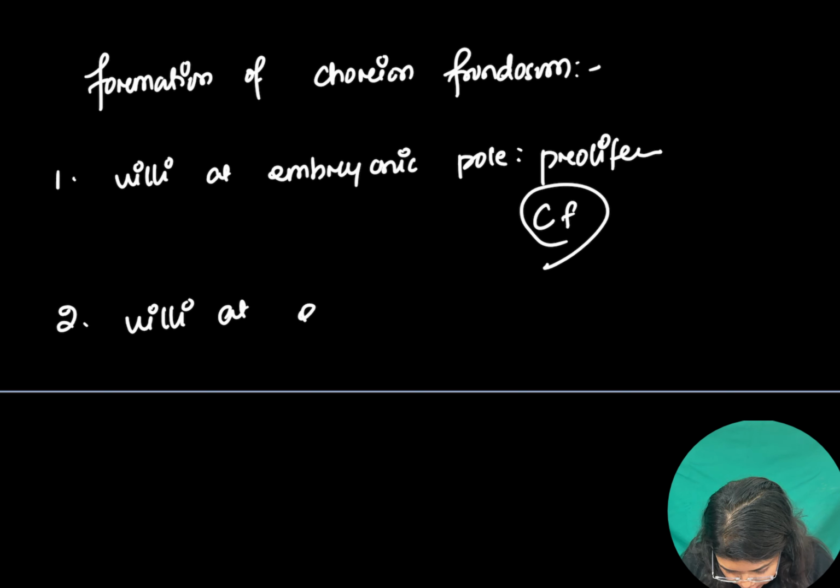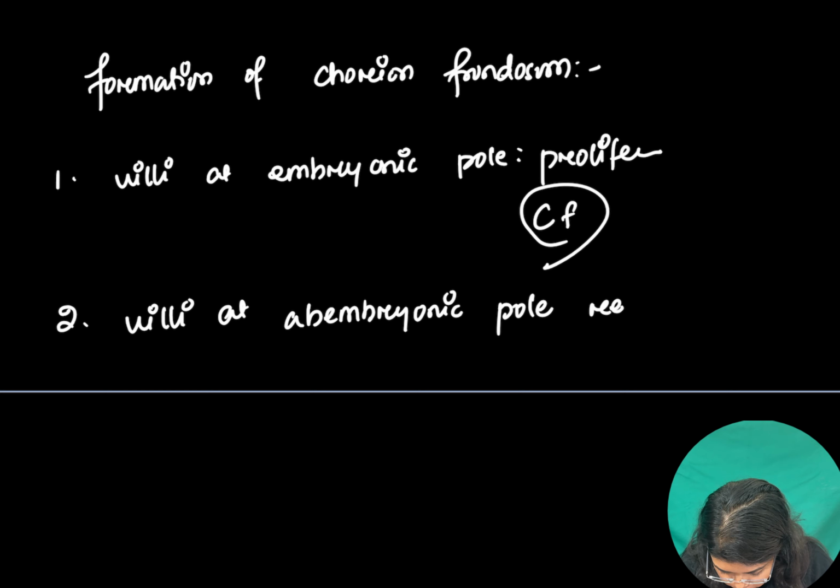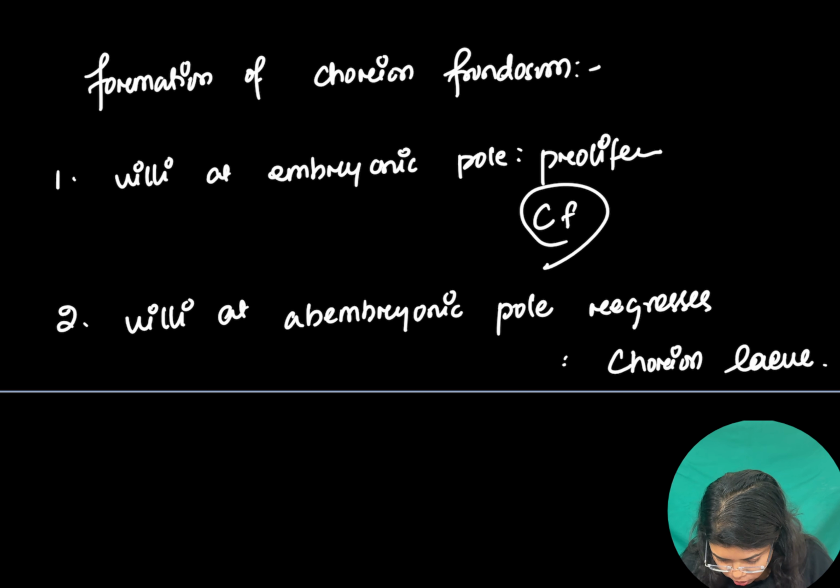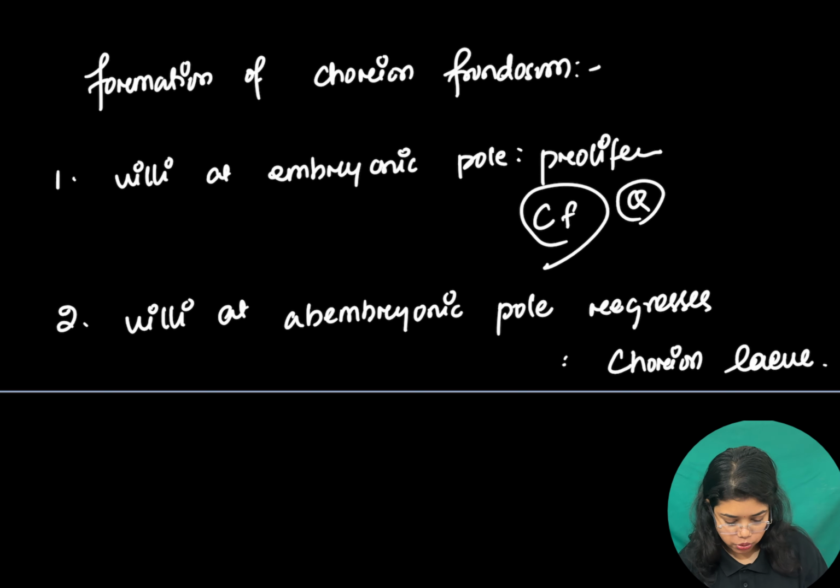Villi at the opposite pole. Okay, that is called the abembryonic pole, that regresses, and it is called the chorion laeve. So at the embryonic pole the villi proliferate, called the chorion frondosum, and at the abembryonic pole the villi regress, and it is called the chorion laeve.